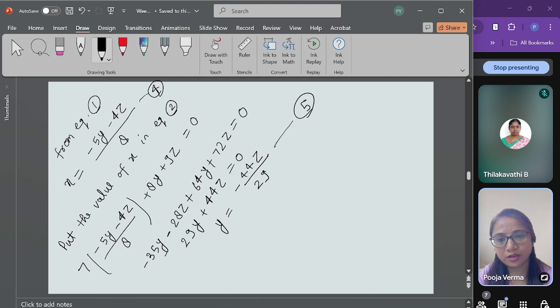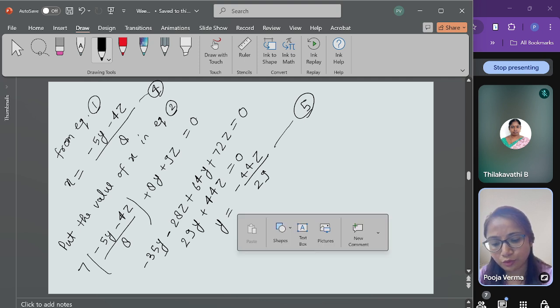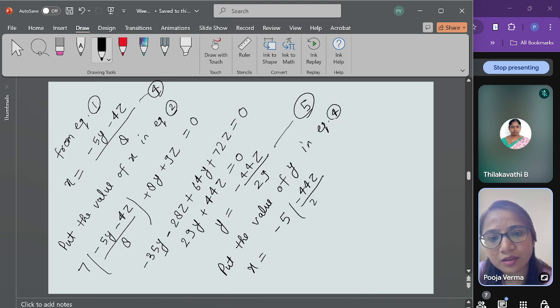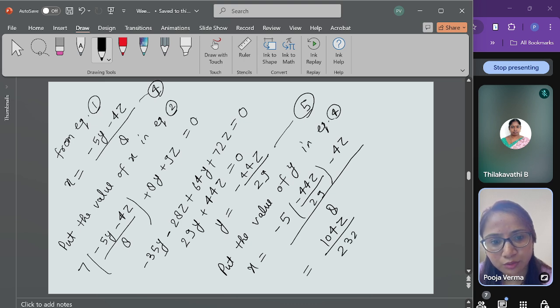Okay, now put this y value in equation 4. To solve this further, x is equal to minus 5 times minus 44z divided by 29, minus 4z, all divided by 8, right. If you do the calculations, you will get 104z divided by 232, and if you cancel out some terms, you will get 13z divided by 29. Let's say it is equation 6.